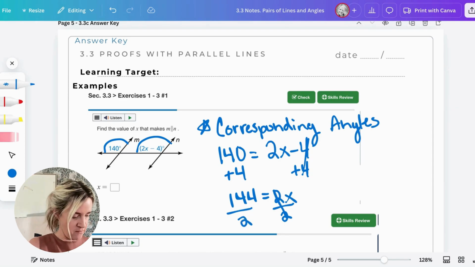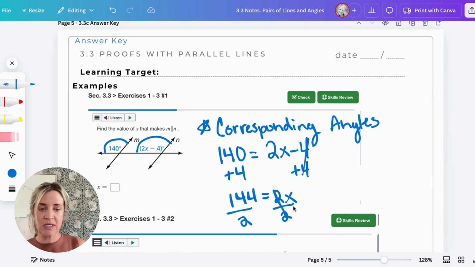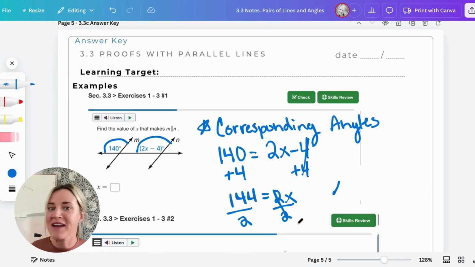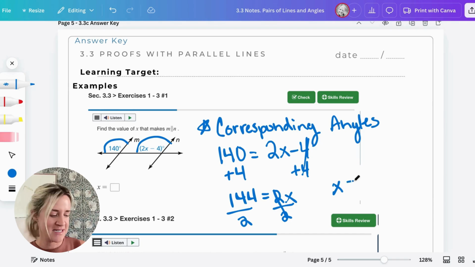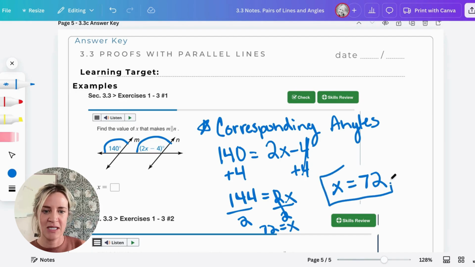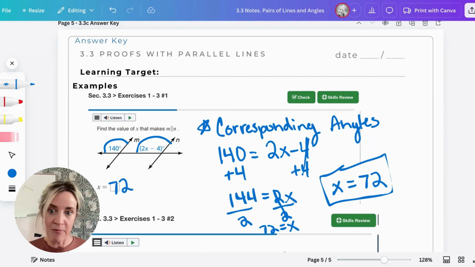So 144 divided by 2. 72 is going to be our x. And it was 72 equals x. We would use the reflexive property to switch that order, and x equals 72. If you wanted to be picky about that, math teachers are picky. So x equals 72 in order, and that would be the only number that would work to make those lines parallel, because those two angles must be congruent.